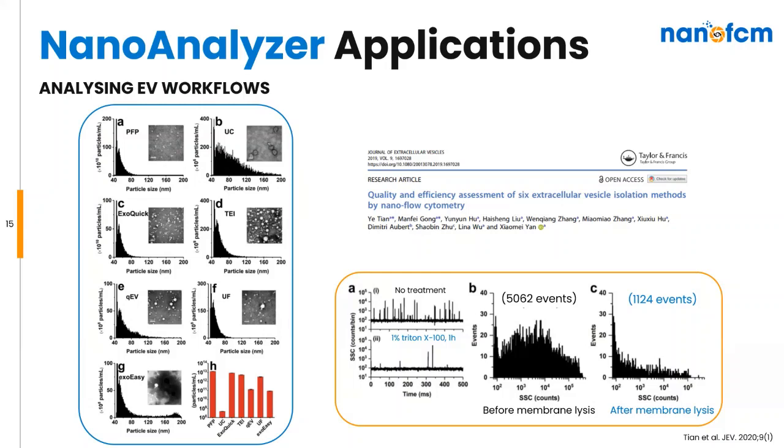So these slides are a great example of how high-resolution side scatter data can inform us of the total particle information, but it's really the addition of fluorescence that can highlight and characterize the true EV population within complex samples.